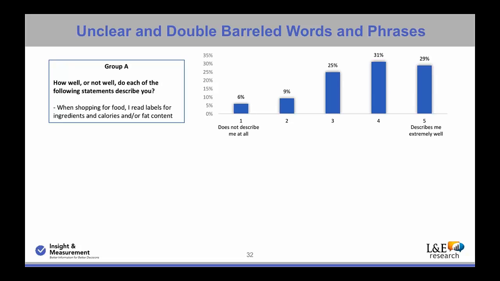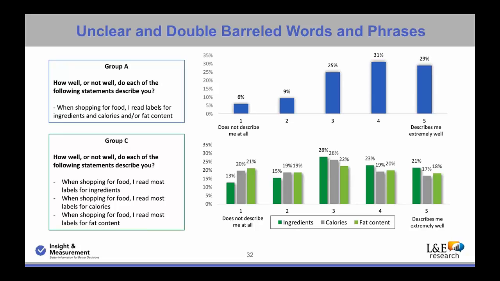So here is where we ask it as a triple-barreled question. When shopping for food, I read the labels for ingredients and calories and/or fat, and you see people load up on the top end of that scale. And when we ask it separately, about ingredients versus calories versus fat content, enormously different distributions, because each of those individual questions means something quite differently to people. And you can see where we really miss it. And if we ask that top question, invariably we end up interviewing people who really aren't who we wanted. So it's important to get those things quite specific.